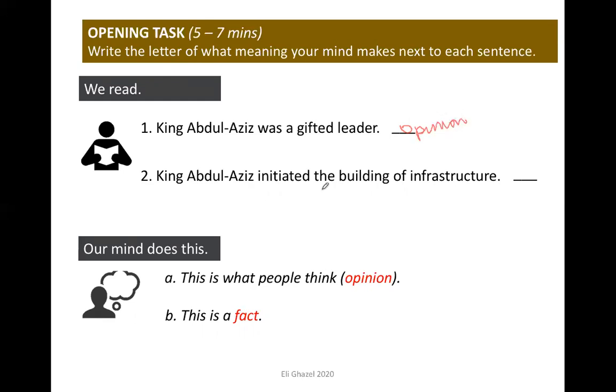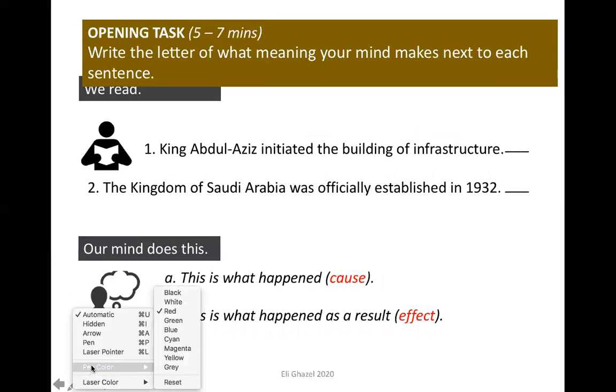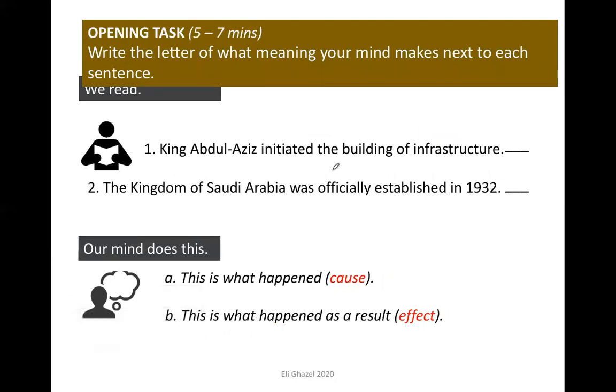King Abdulaziz initiated the building of infrastructure. That is a fact. So what are we going to be reading? Facts, opinions, and other things. Now we come to the next one. The next one is King Abdulaziz initiated the building of infrastructure. The Kingdom of Saudi Arabia was officially established in 1932. Which happened, or which was something that happened that made something else happen?